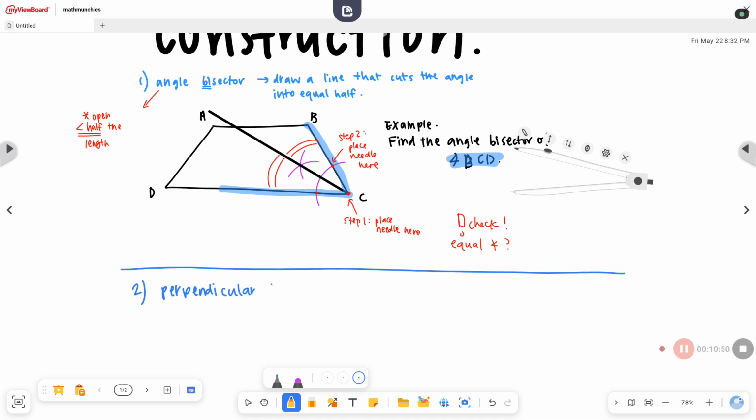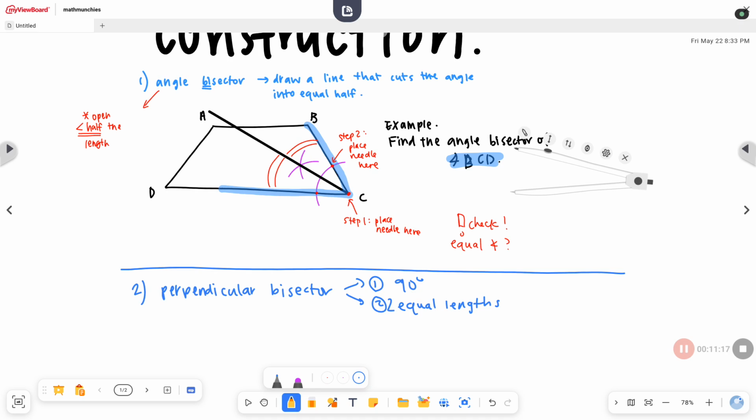Perpendicular bisector. Now, what does perpendicular bisector mean, guys? Perpendicular bisector has two things you need to be very careful of. Number 1, it will cut and give you 90 degrees. Number 2, it gives you two equal lengths. Two equal lengths. So far, so good?